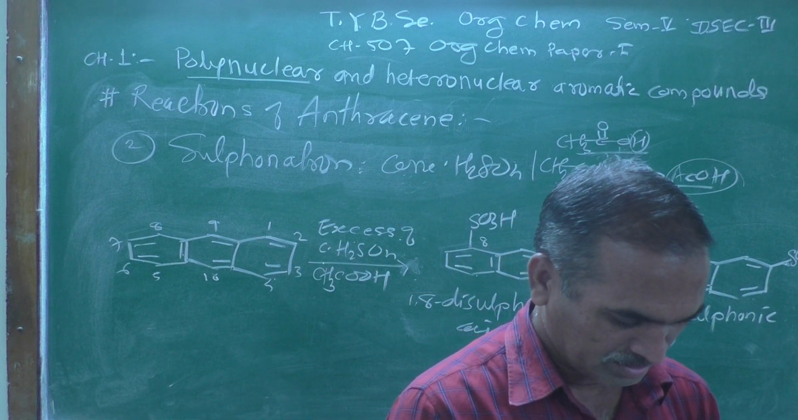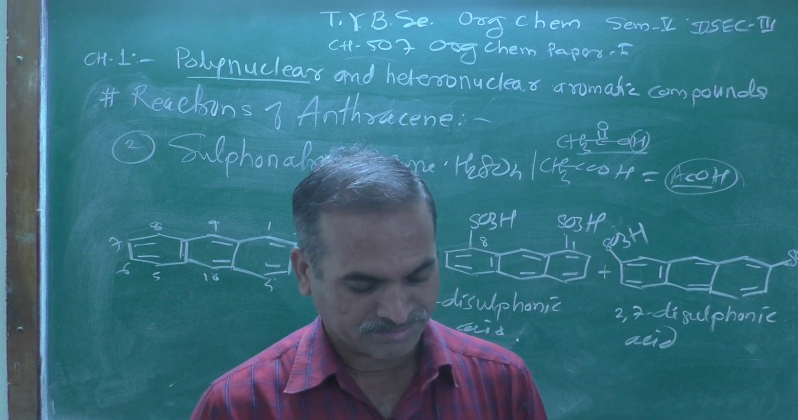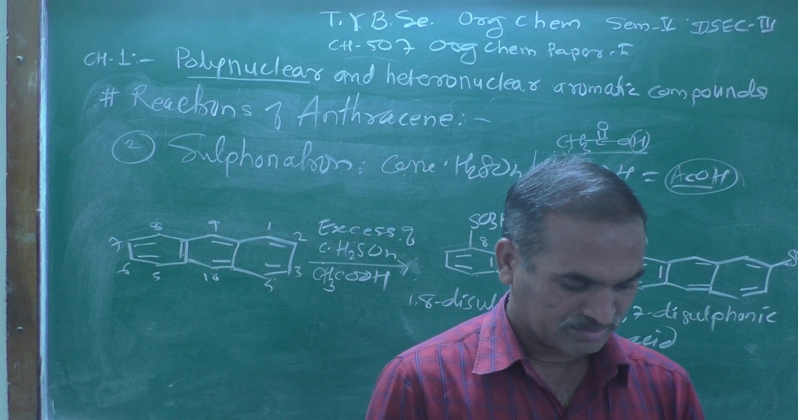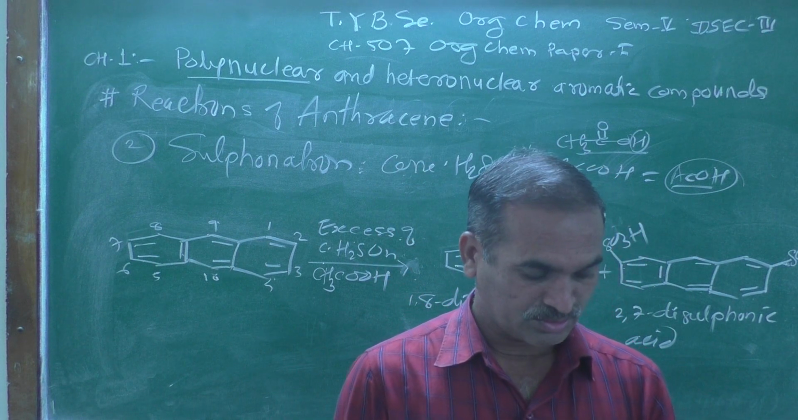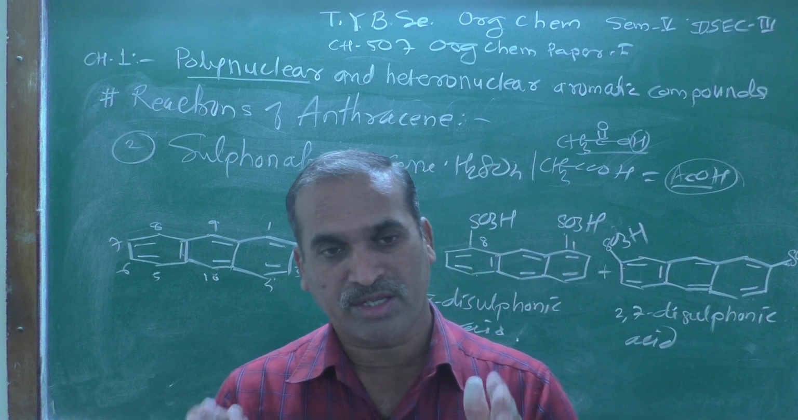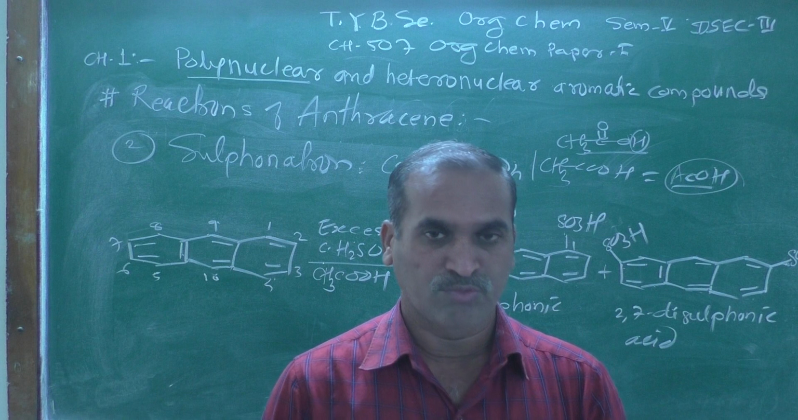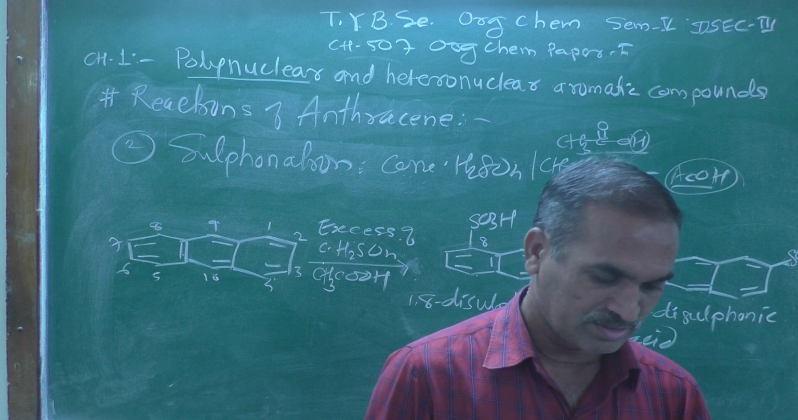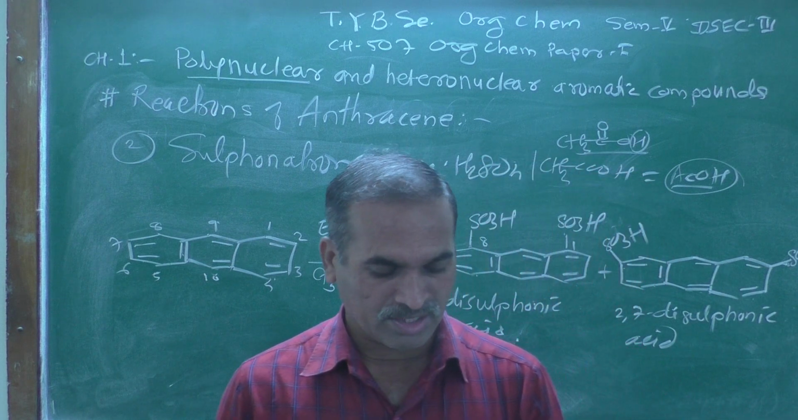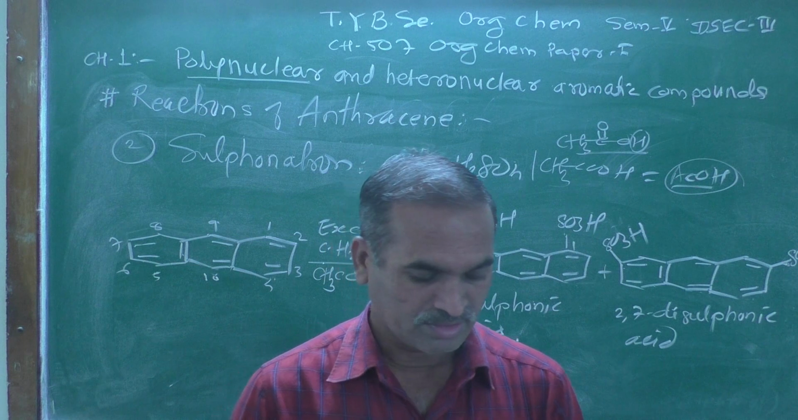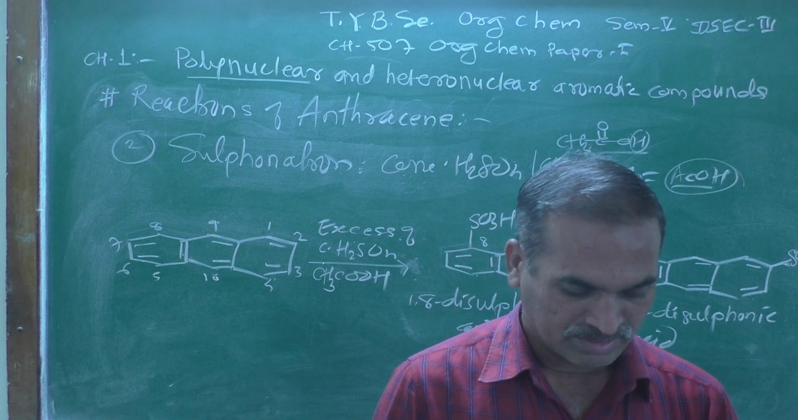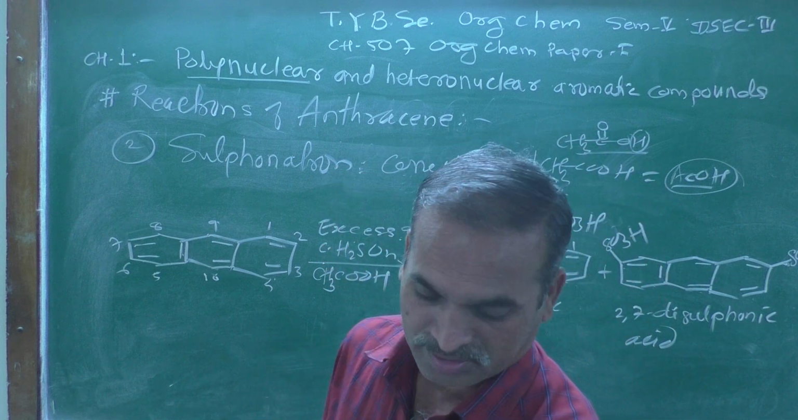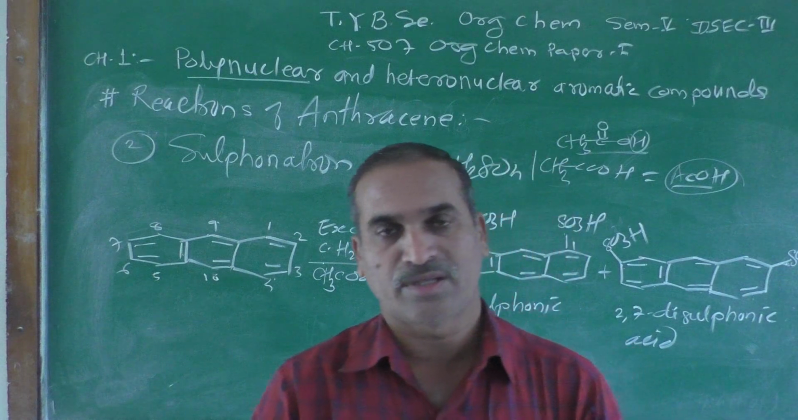So I think these two reactions we have discussed in this particular lecture. In the upcoming lecture, we will discuss the remaining reactions like halogenation, Diels-Alder reaction, meaning cyclization, and then oxidation reaction, Friedel-Crafts alkylation, Friedel-Crafts acylation, that type of reaction, on anthracene. We will see that in our next lecture.